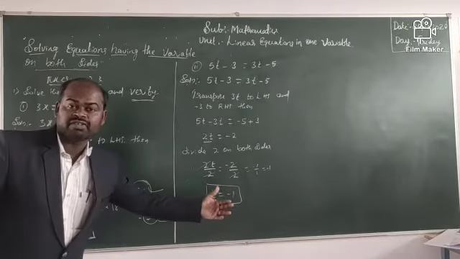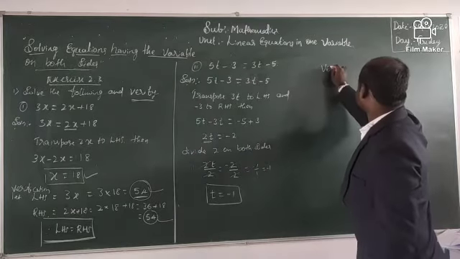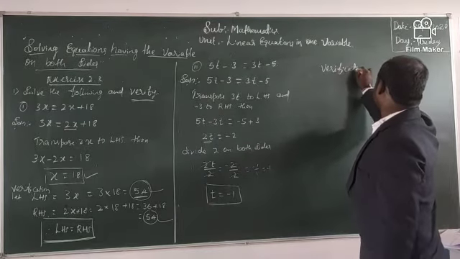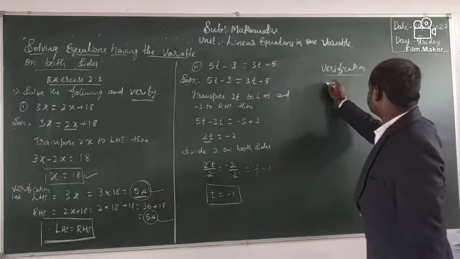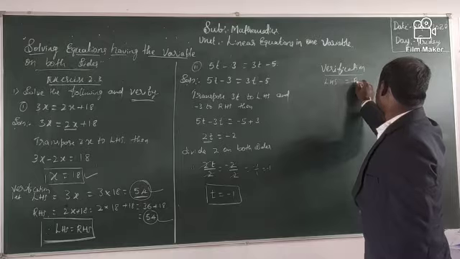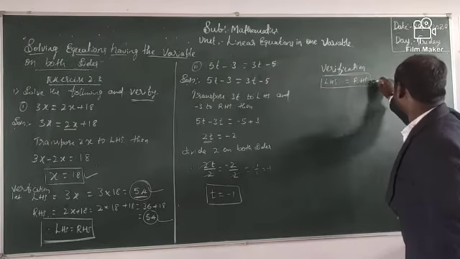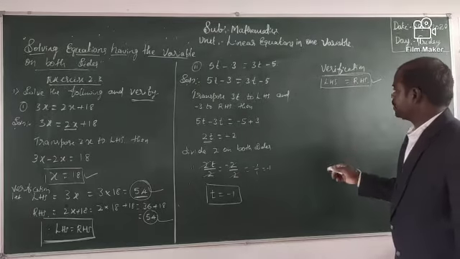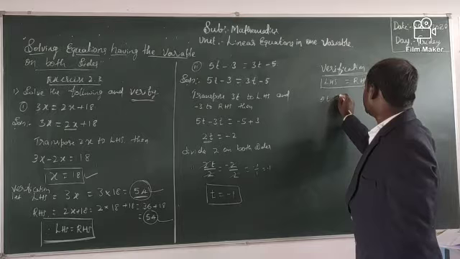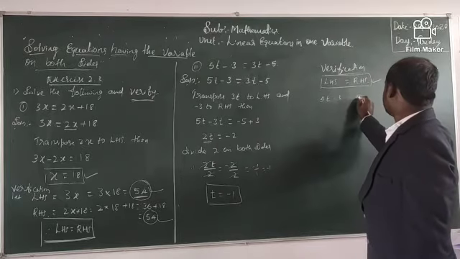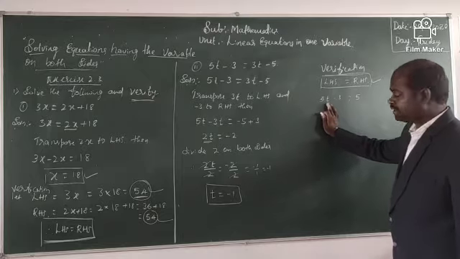Now the next step is verification. Okay, verification. What to verify? Whether LHS is equal to RHS or not. We have to verify LHS equal to RHS, true or false. What is the LHS given in the problem? 5t minus 3. What is the 5? We know 5 is the coefficient of t, as it is.